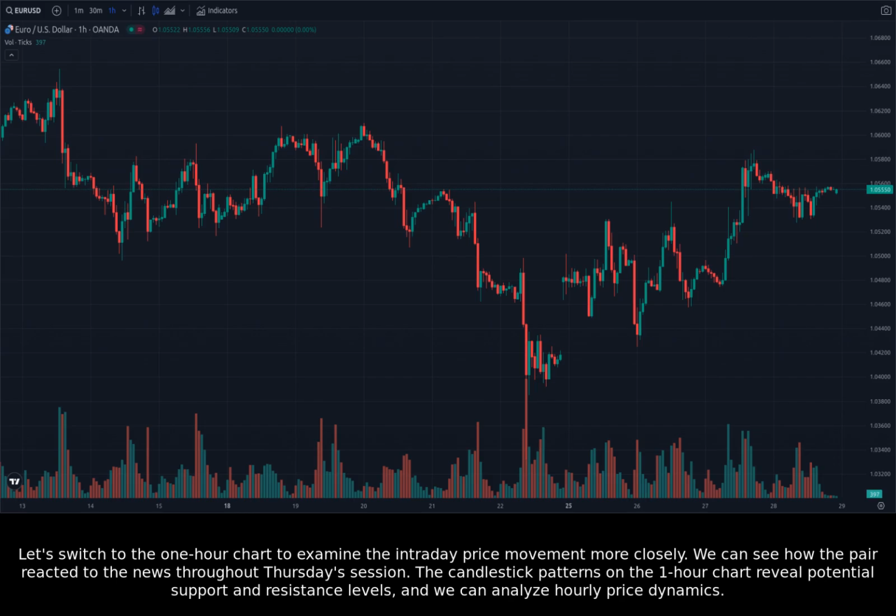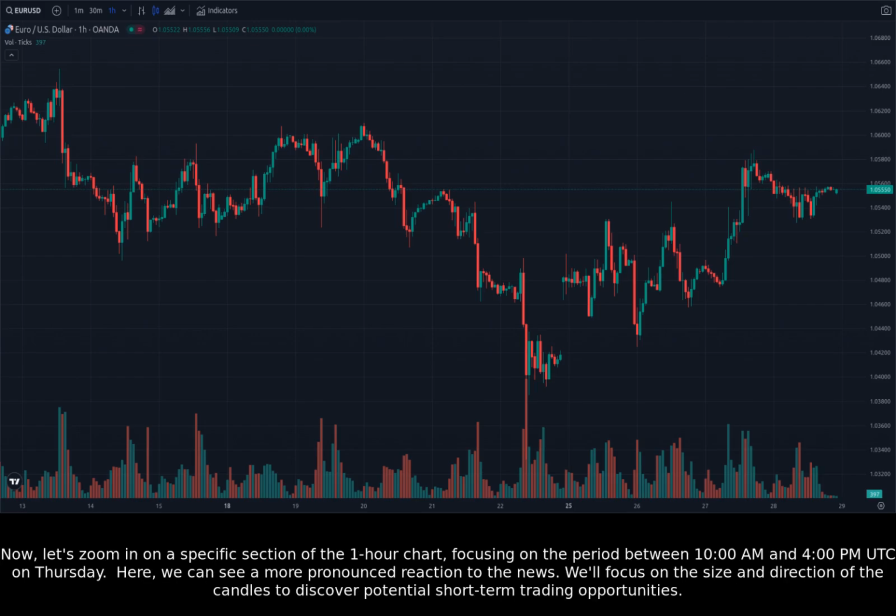Let's switch to the 1-hour chart to examine the intraday price movement more closely. We can see how the pair reacted to the news throughout Thursday's session. The candlestick patterns on the 1-hour chart reveal potential support and resistance levels, and we can analyze hourly price dynamics.